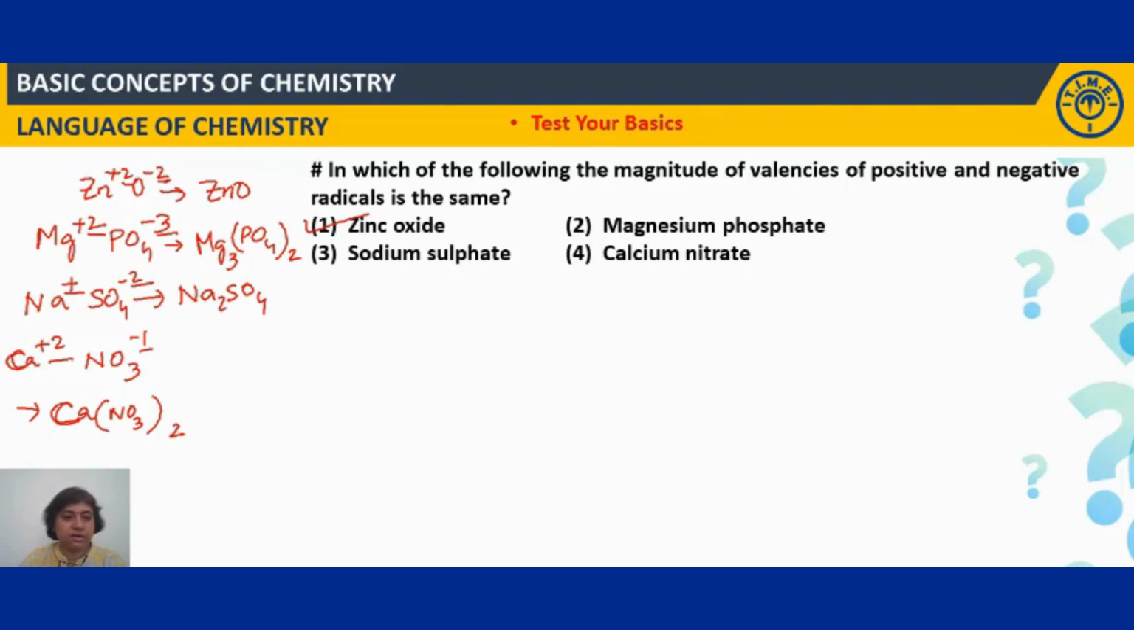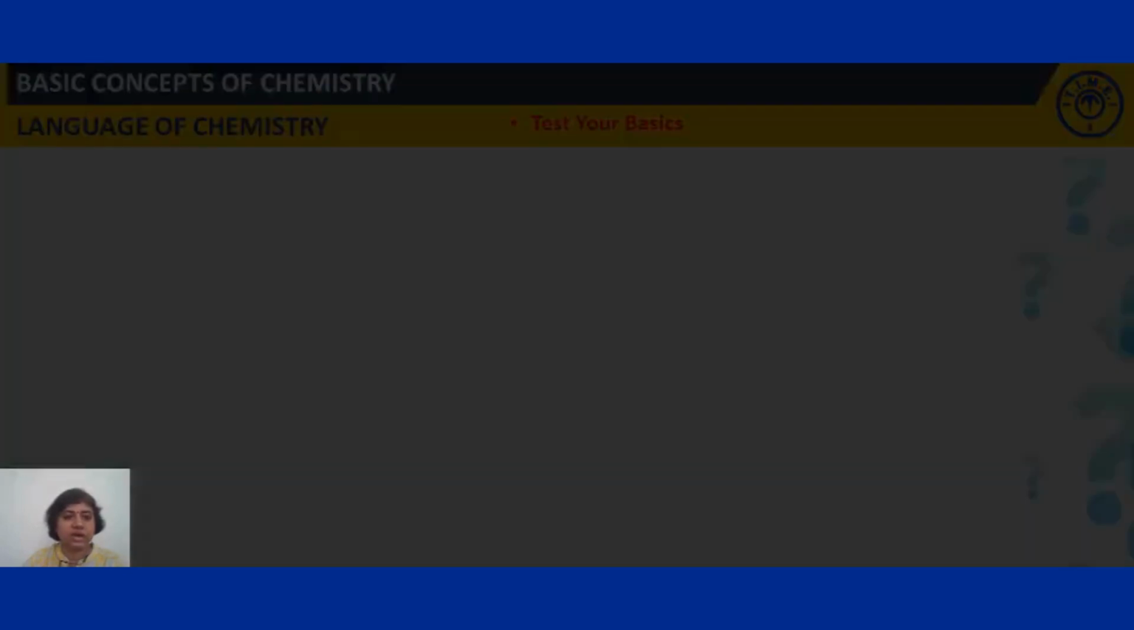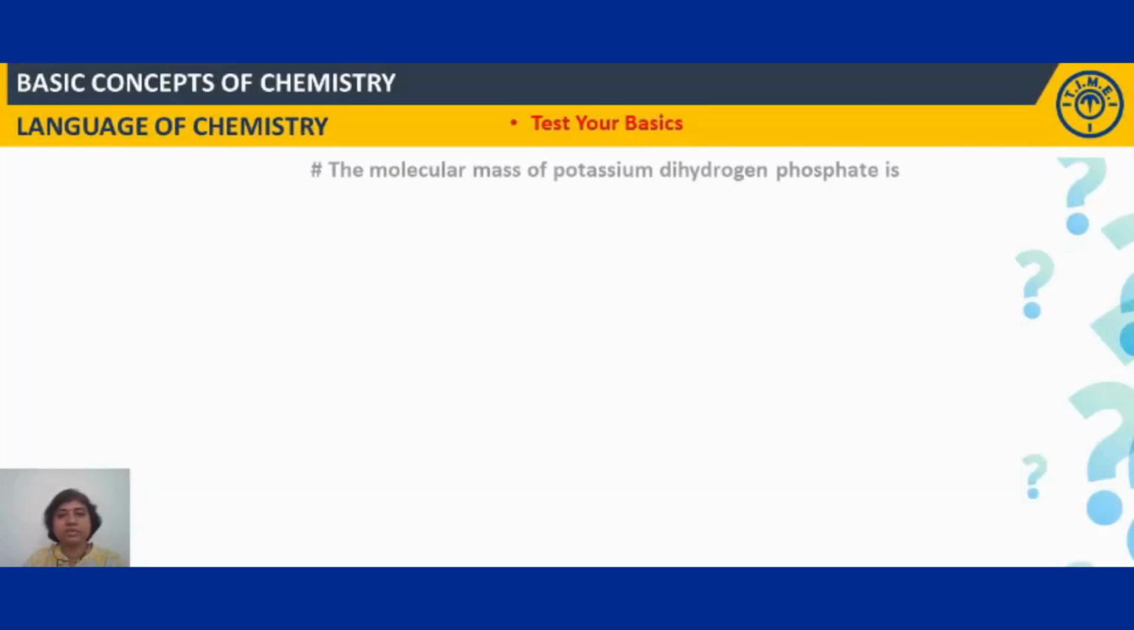So first look at the solution and then we will move on to the next question. So the choice is 1. Next question is the molecular mass of potassium dihydrogen phosphate. So for that what we need to do? We need to first write the formula and then calculate the molecular mass. I will tell you how to calculate it.